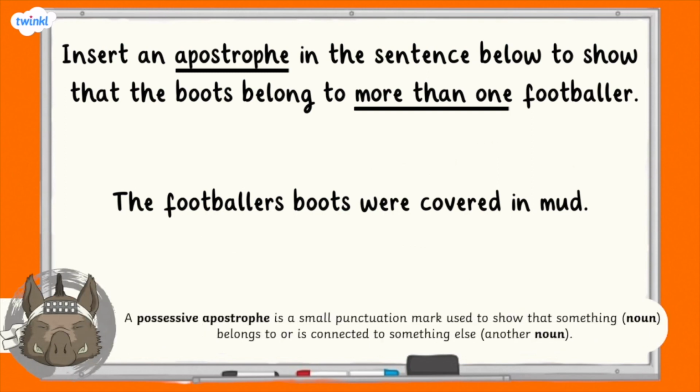In the next question, you're being asked to insert an apostrophe to show there is more than one footballer in the sentence. Pause the video and press play when you have an answer.